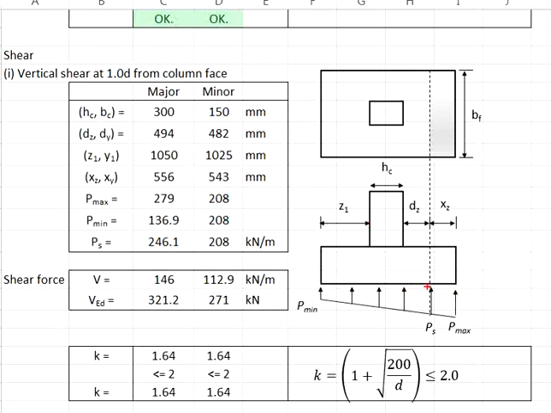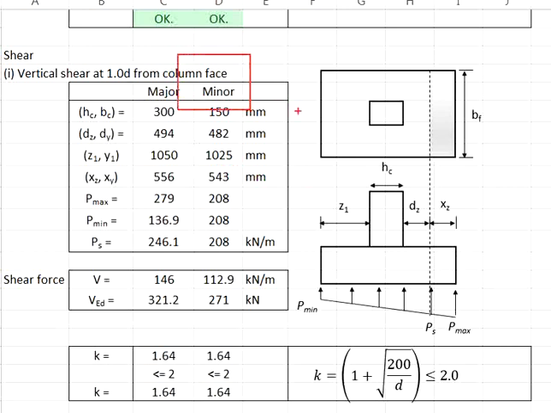That gives you a rectangular stress here. Find the area of the stress here, and that will give you the plane shear force. Take 208 kilonewton per meter square and multiply by this width, which is 543 mm. This gives you a plane shear force of 112.9 kilonewton per unit width.